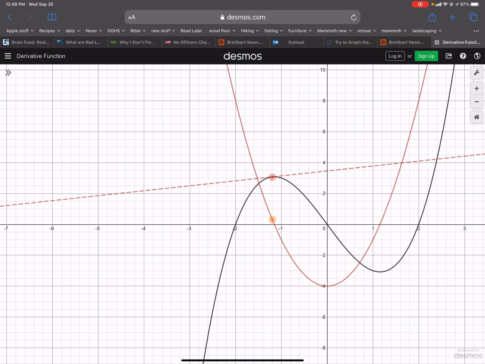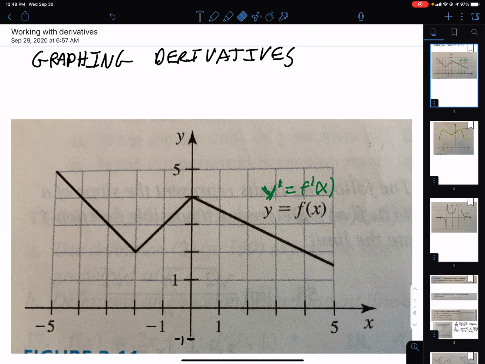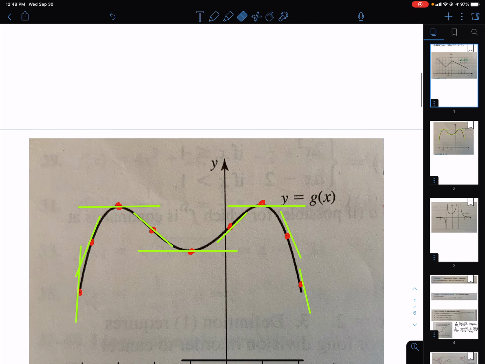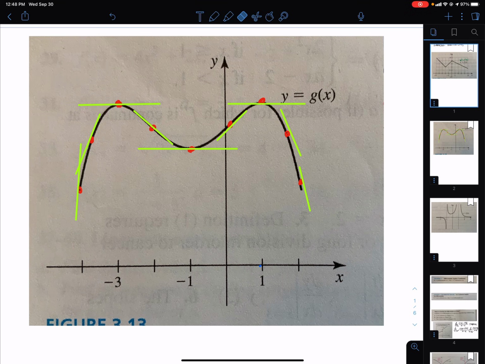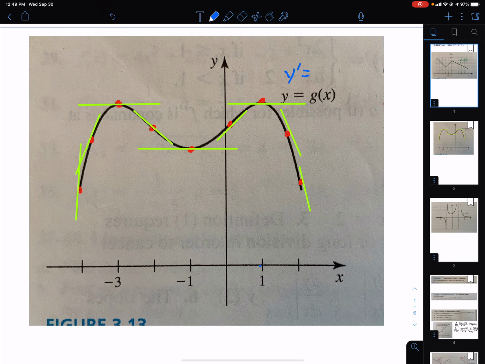Let me jump back to this. Let's try to make some connections with this part. Let me start with a different one instead. Here we go. So I've drawn some tangent lines. And you'll notice at this point here, and this point here, the tangent lines are all horizontal, meaning the slope is 0. So I'm going to graph the function in blue, y prime, which is g prime of x. So here, the slope is 0, so my derivative at that point will be 0.